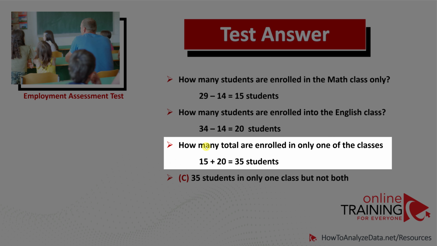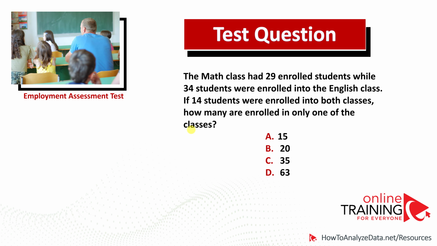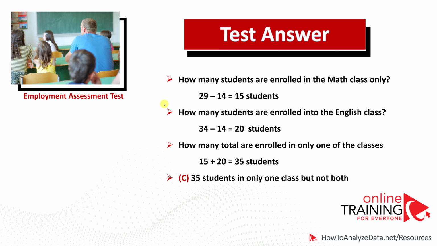So the answer would be the sum of 15 and 20, and 35 students are the students that enrolled in only one of the classes. So the correct answer is C. Let's recap. We have groups of students that are enrolled in both English and math classes. To solve this challenge, we need to find students that enrolled in only one particular class, and then add them up to get to the correct answer. Hopefully you've nailed this question.